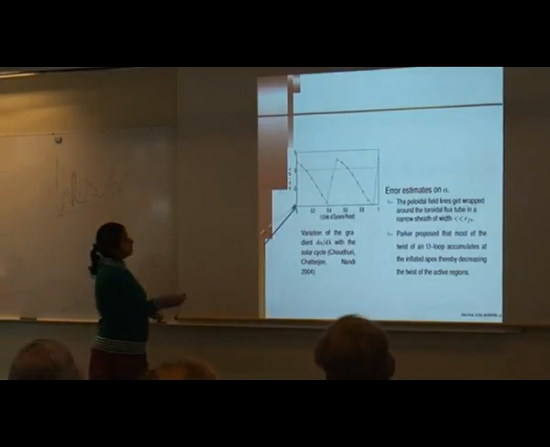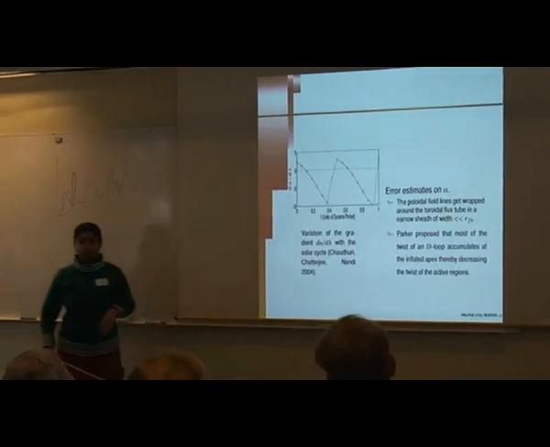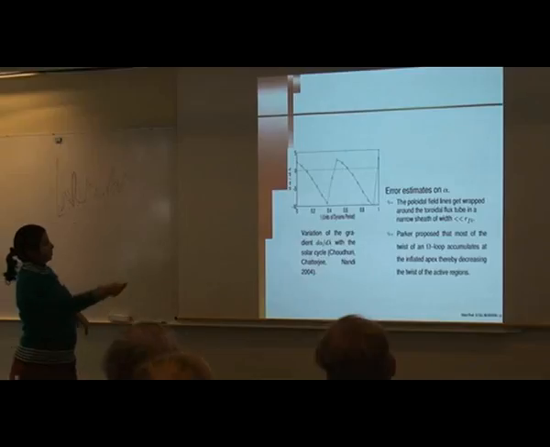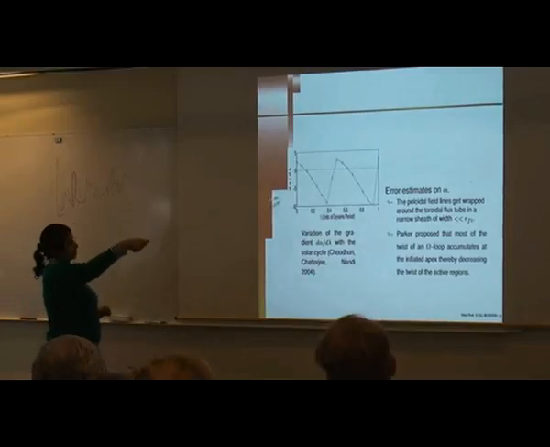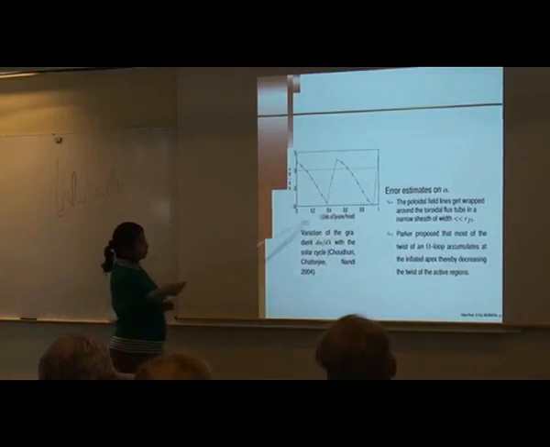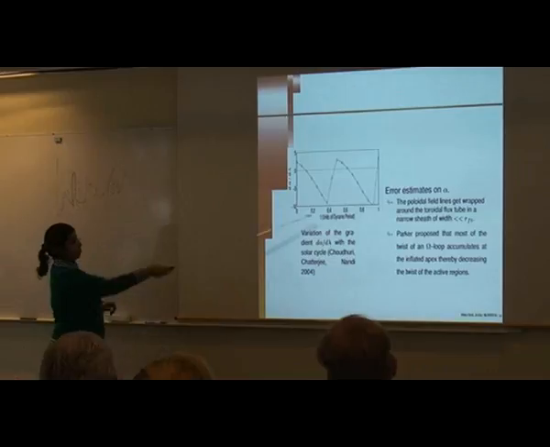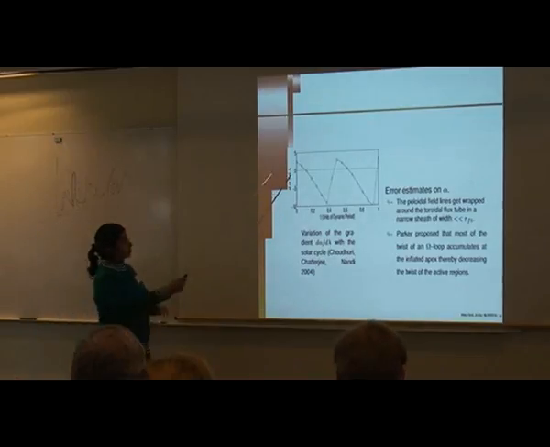So here what we have done is we have plotted d alpha by d lambda, where lambda is the latitude, on this axis, and this is the time in units of the dynamo period. So this is the phase of the dynamo cycle.